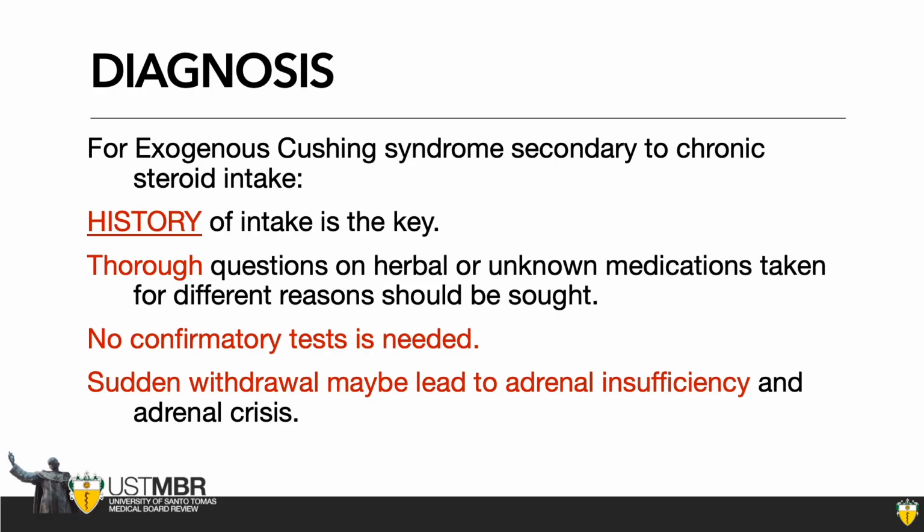Never suddenly withdraw or stop somebody who's Cushingoid due to exogenous steroids, because the whole system is shut down. Remember, it's an essential stress hormone. You can precipitate an adrenal crisis, and the patient can die if you suddenly stop somebody who's Cushingoid from exogenous Cushing. So the key word there is taper, not stop suddenly. If it's exogenous, no other test is needed. You're done. Treat.